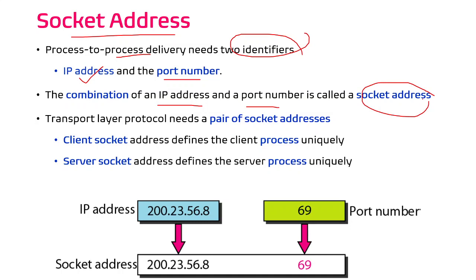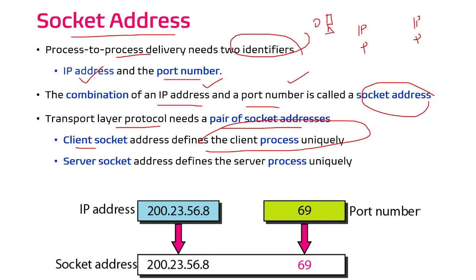Please make a note, this is a very important thing: a combination of an IP address and a port number is called a socket address. The transport layer protocol needs a pair of socket addresses: one IP address and port number, and another IP address and port number. The client socket address defines the client process uniquely. To identify a particular process running on the client side, I need the IP address of the client and the port number that has been opened randomly at the client side. Similarly, I need another IP address at the server side and a particular process that is opened uniquely at the server side. So there is a server socket address and a client socket address.